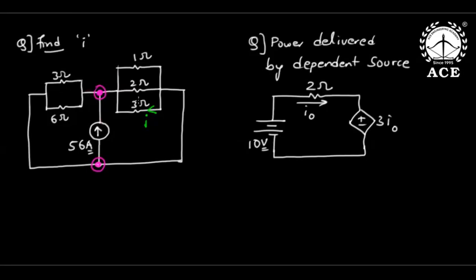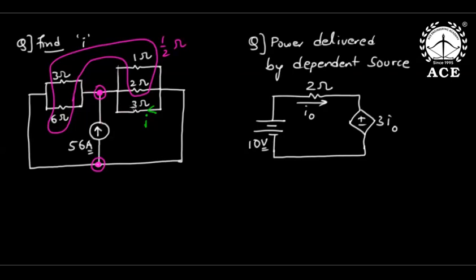So, current division rule. See, my target branch is this 3 ohms. Now, the rest of the non-target elements, I will lump them because they are all parallel. 3 in parallel to 6, 2 in parallel to 2, 1 in parallel to 1, half ohm. Now there is a current division between this half ohm and 3 ohm.